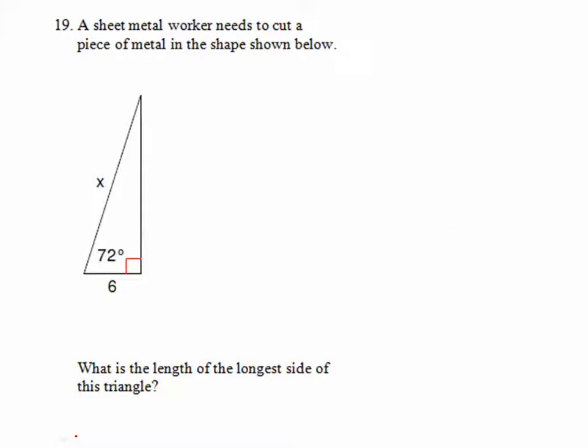A sheet metal worker needs to cut a piece of metal in the shape below. What is the length of the longest side? If we're given a right triangle, there's two things we can do. We can either use the Pythagorean theorem if we know two sides and we're missing one, or we use trig if we know an angle and a side. So here we do not know two sides, so we cannot use Pythagorean theorem, so we're going to have to use trig. So here's my 90-degree angle, which makes this my hypotenuse. Here's my theta, and 6 is right next to it, so that's my adjacent.